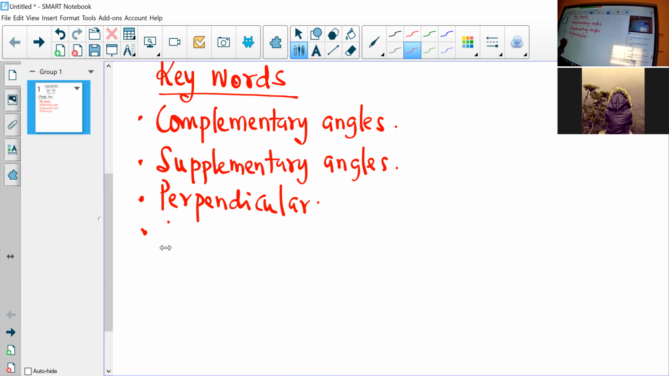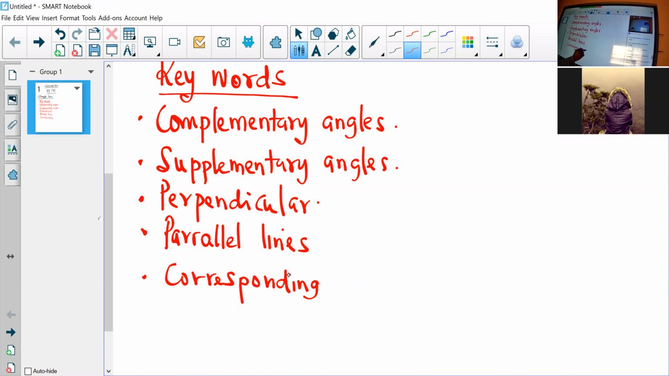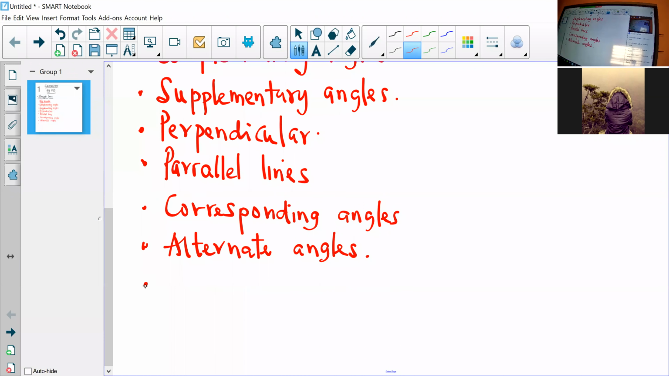And then we're going to talk about parallel lines. We will then talk about corresponding angles. Please, there's a difference between complementary and corresponding. Corresponding angles, alternate angles. So today's just going to be an introduction. And then we'll have some activities. So basically, this is what we are going to start with.